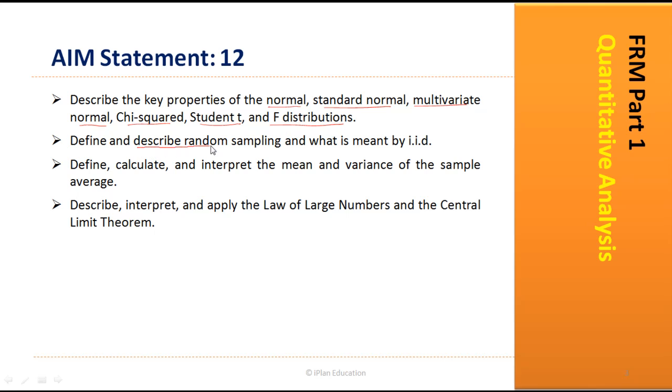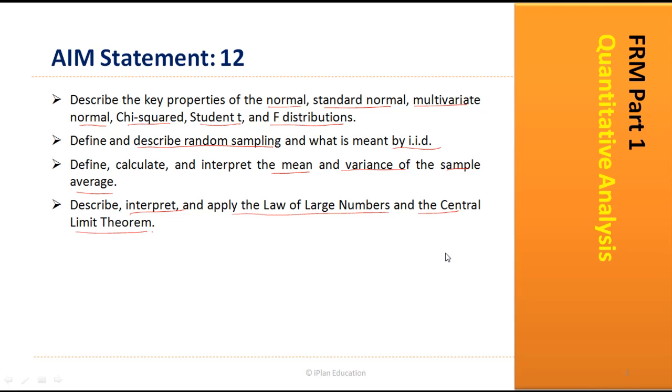We'll describe random sampling and understand what is the meaning of IID, which is independent and identically distributed random variables. Then we'll look at the mean and variance of sample average. And finally we describe, interpret and look at the law of large numbers and central limit theorem.